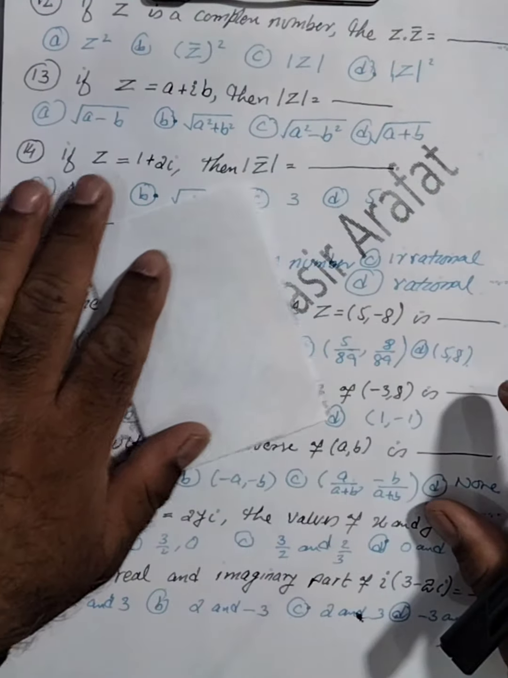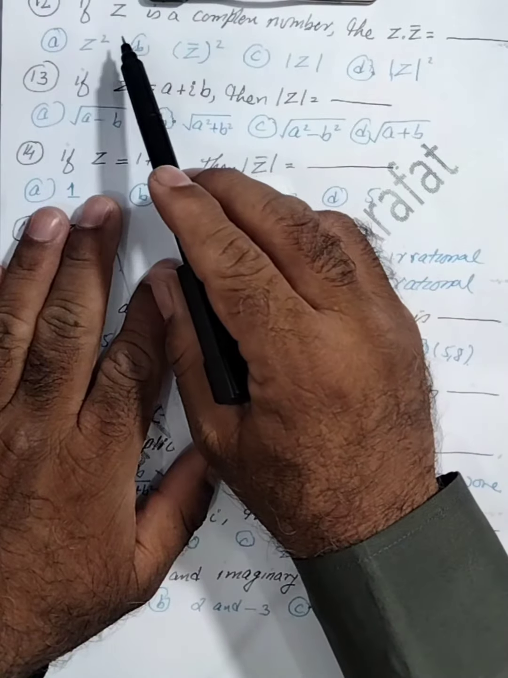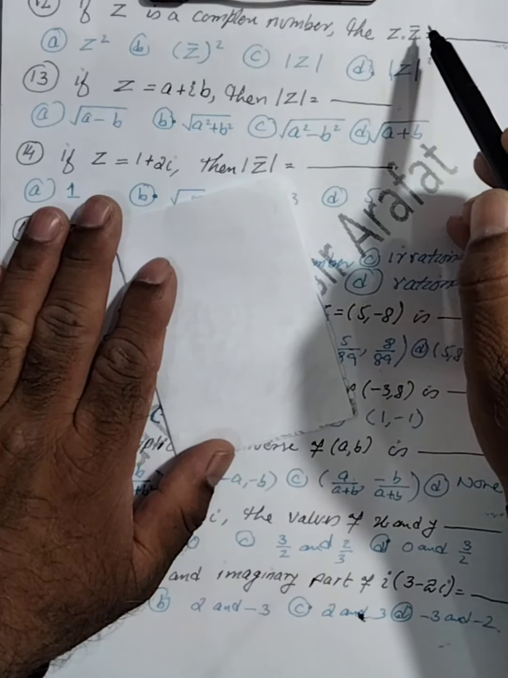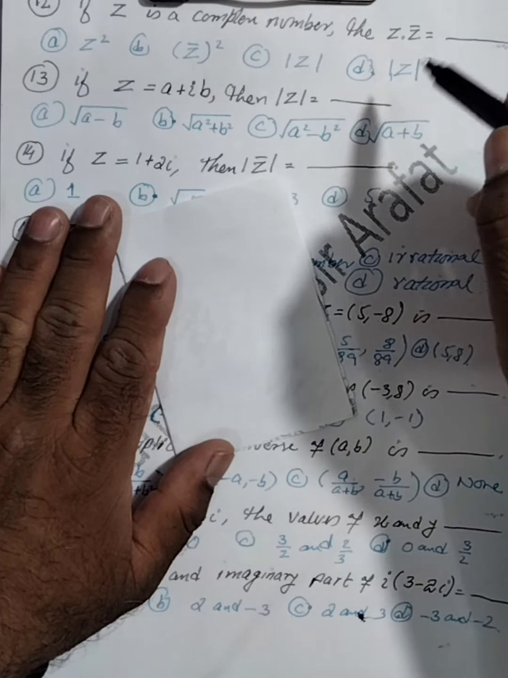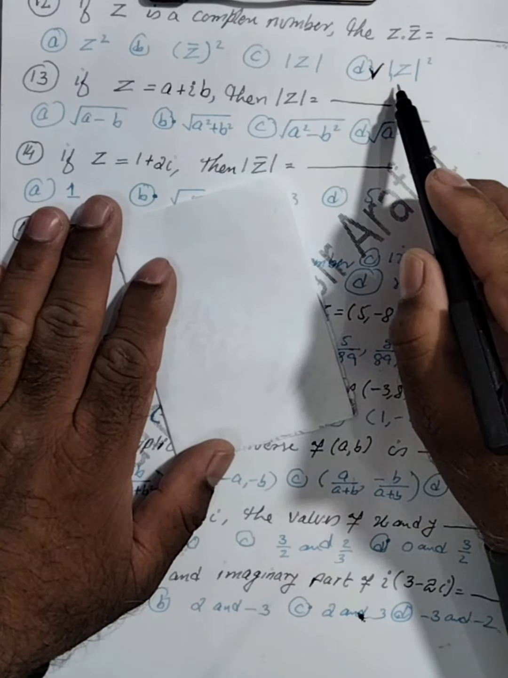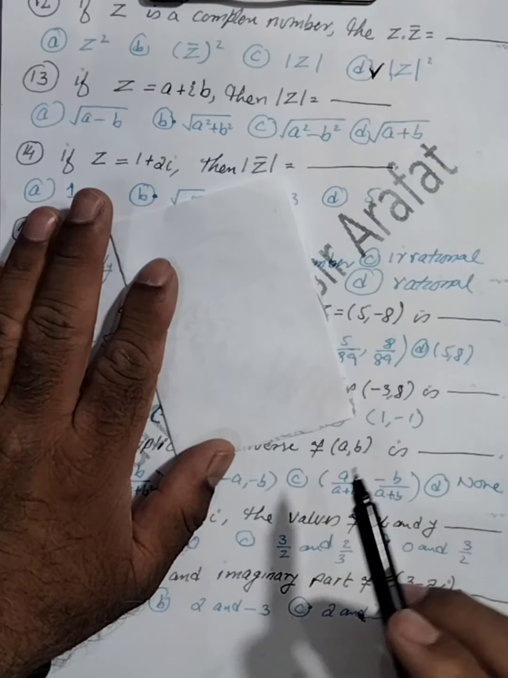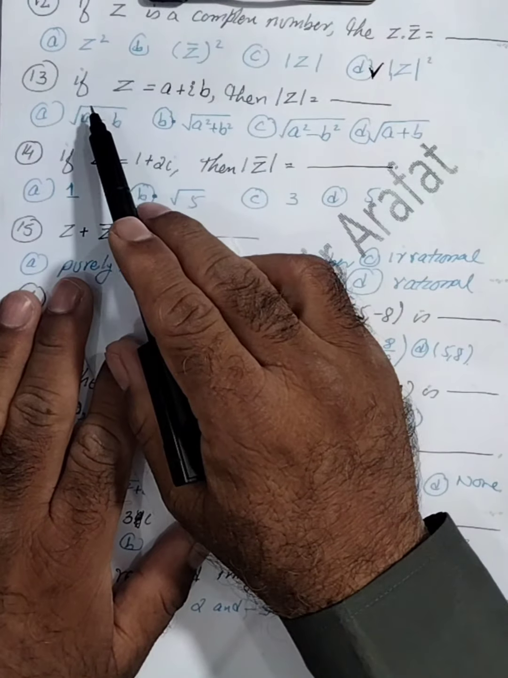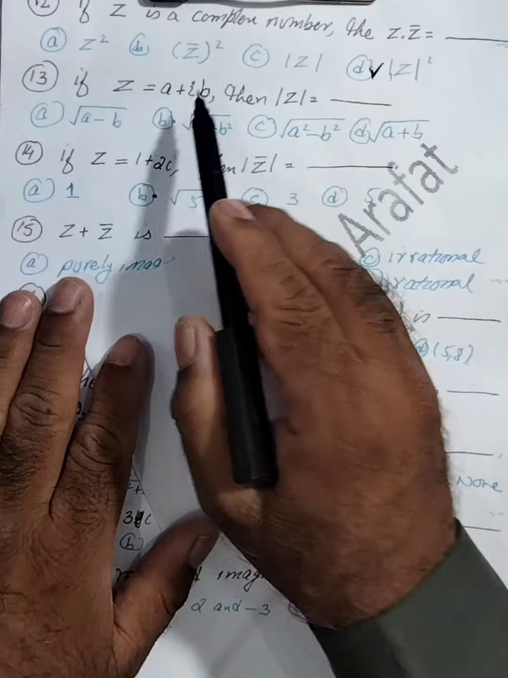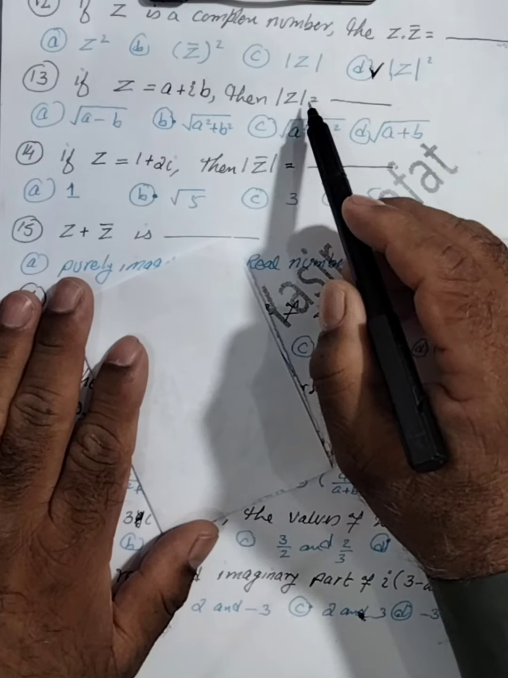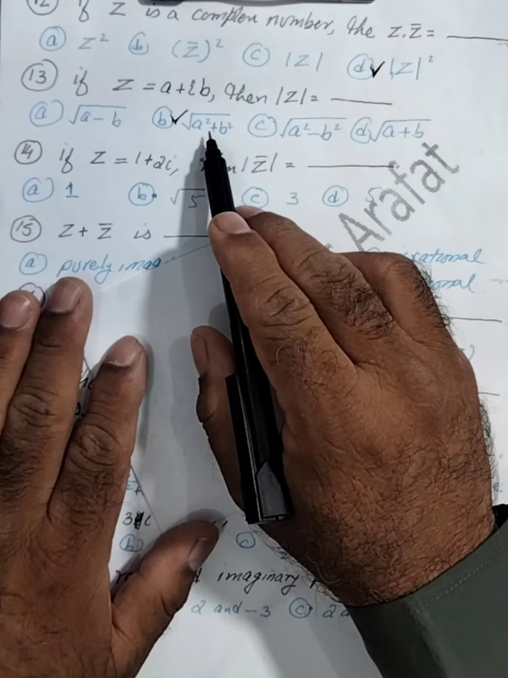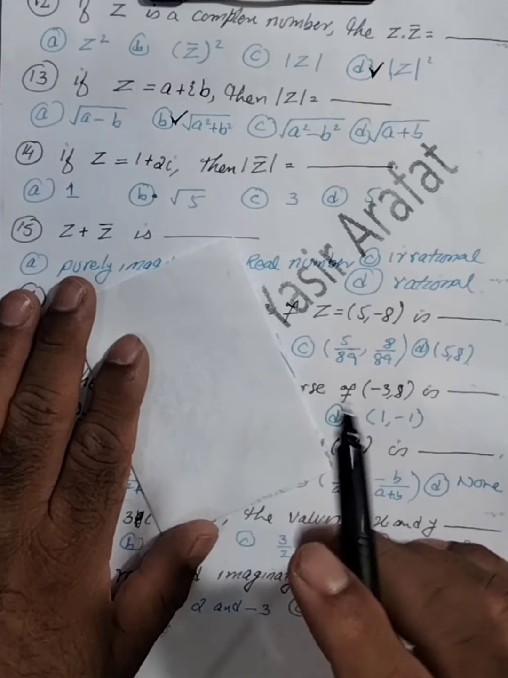Now come to the 11th MCQ. The question says: if Z is a complex number, then Z times its conjugate will be equal to, and D is the correct option, the modulus of Z squared. Here Z is equal to A plus B iota, then the modulus of Z will be equal to the radical of A squared plus B squared. This is its fundamental formula.